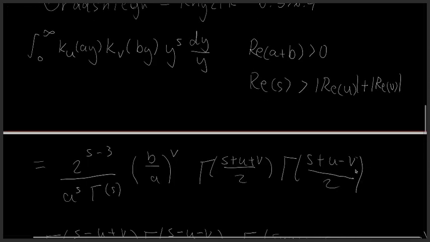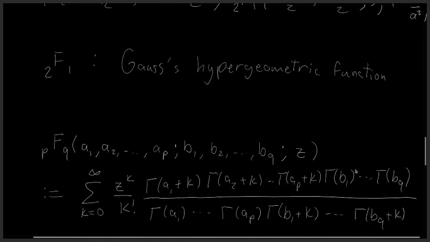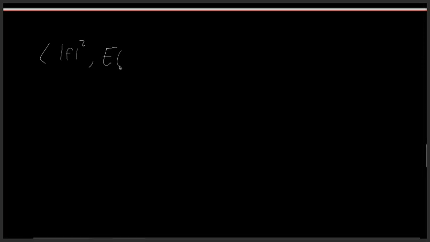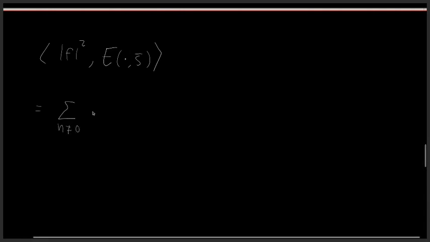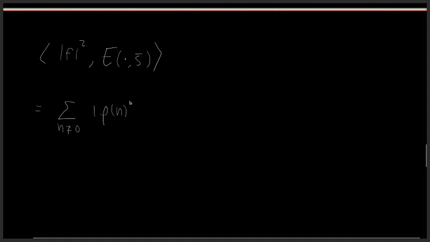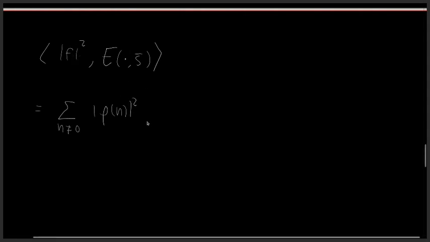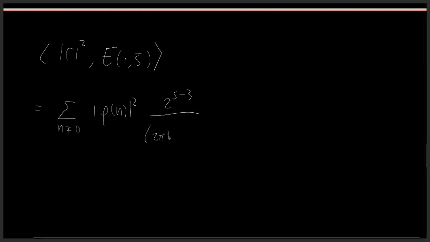So what we end up getting is that our inner product of the absolute value squared of our Maass form with this Eisenstein series evaluated at s bar is equal to the sum, n not equal to 0, of the absolute value squared of the Fourier coefficient of the Maass form. And then here we're going to use this formula to say this is 2 to the s minus 3. And then here we had an a to the s, and a for us was 2 pi absolute value n to the s, gamma of s.